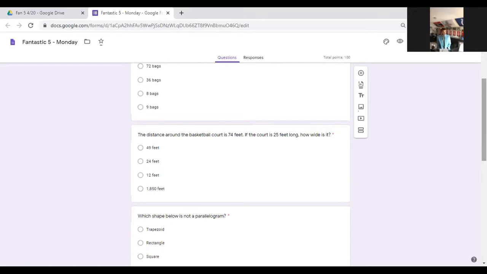If the court is 25 feet long, how wide is it? So this is kind of how I always taught my kids when I taught 3rd grade and 4th grade. When it's talking about the distance around, it's talking about the perimeter. Because I always think about that action movie where you got the guy on the walkie-talkie who says, hey, you check the inside, I'll check the perimeter.